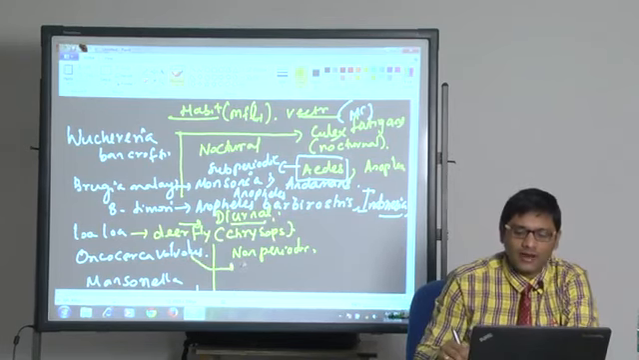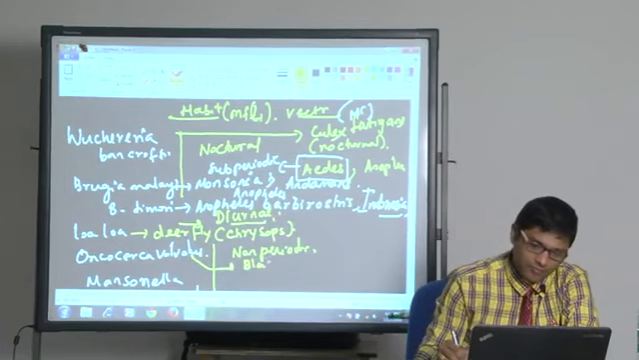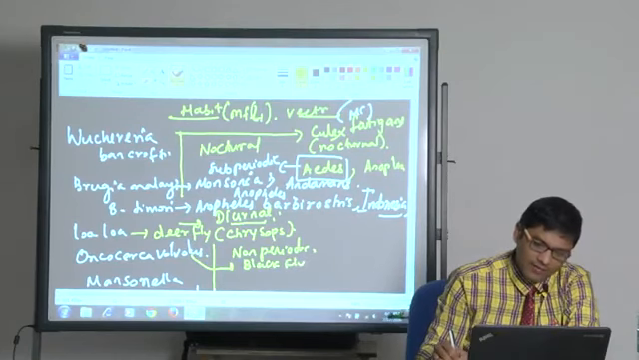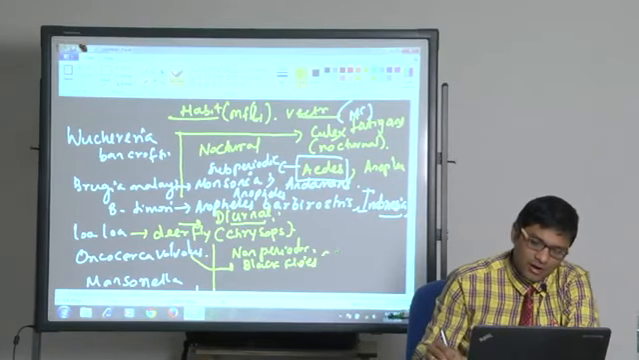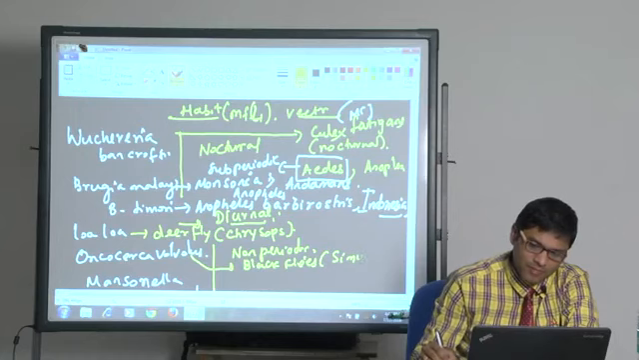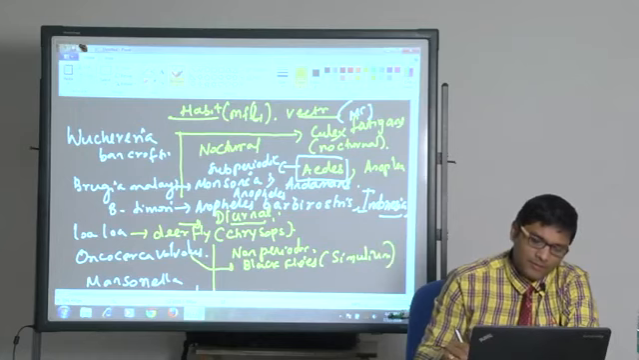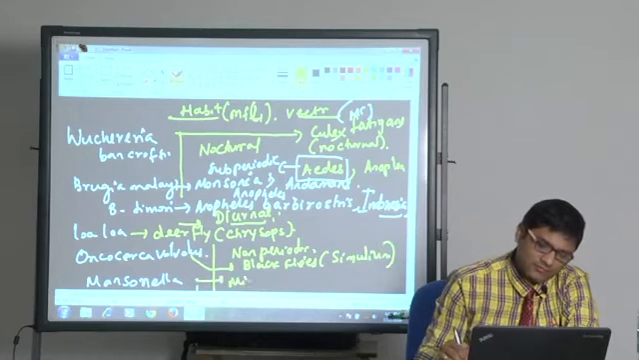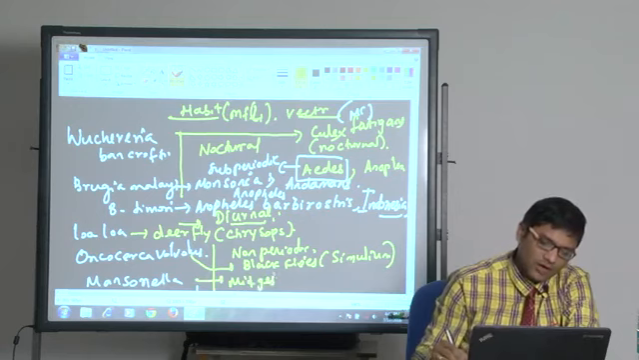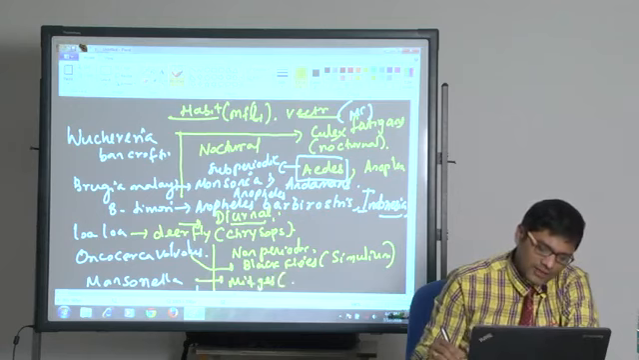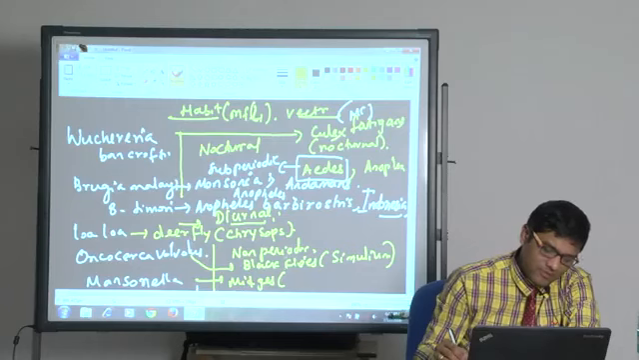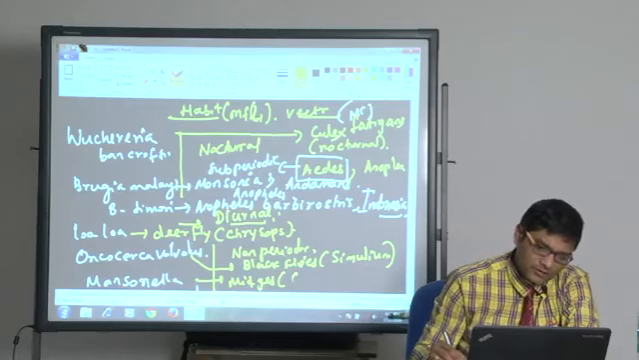Onchocerca volvulus, the vector is the black fly, of the genus Simulium. Mansonella, midges is the common name, whereas the generic name is Culicoides.